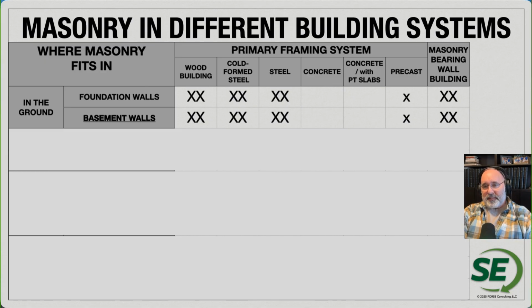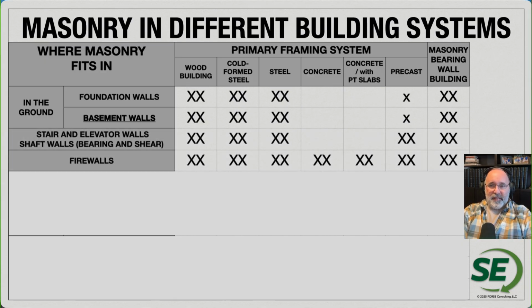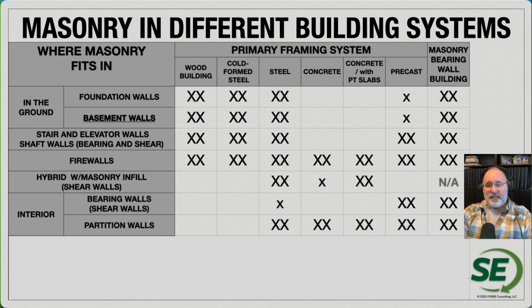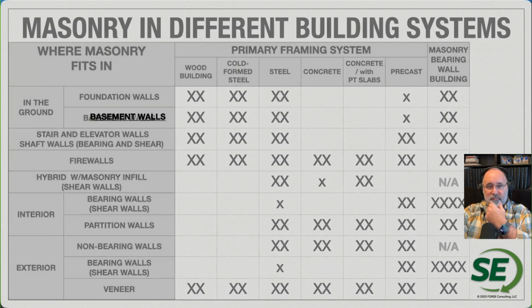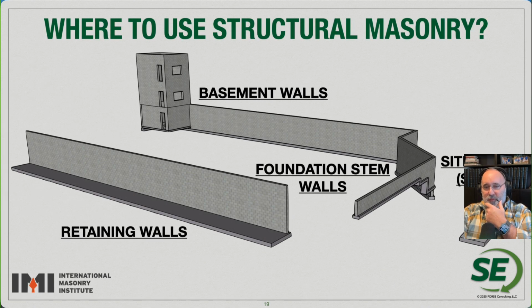I would say the exceptions would be if you have a poured concrete building, you could probably do poured concrete foundation walls as well. So we're going to leave that off. But again, masonry does work in a variety of different ways with different building systems throughout the above grade and below grade construction. So again, for those basement walls or foundation stem walls or retaining walls or site walls, there's all different things that we have to consider for the overall design.